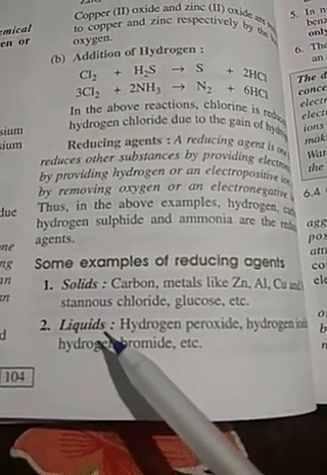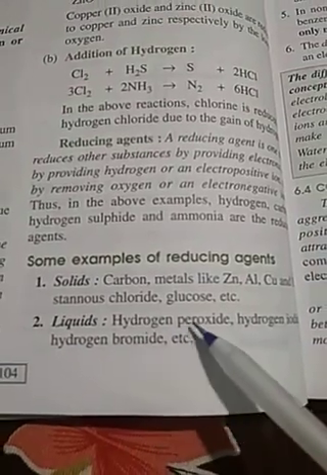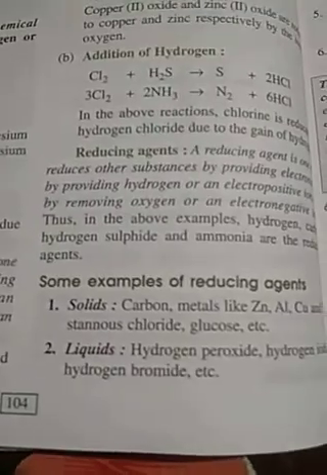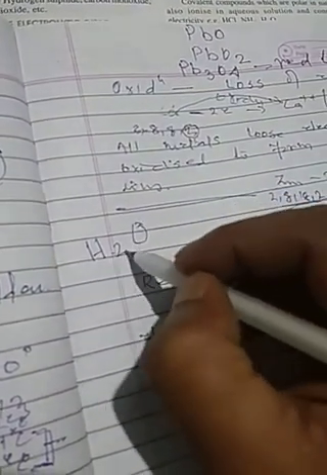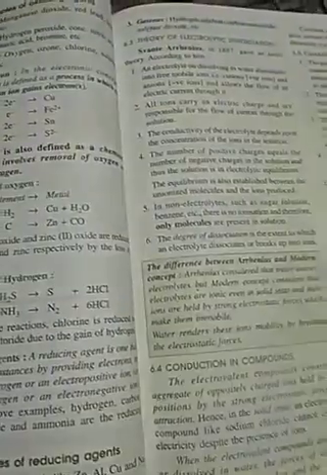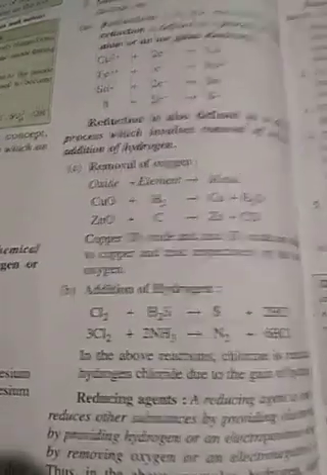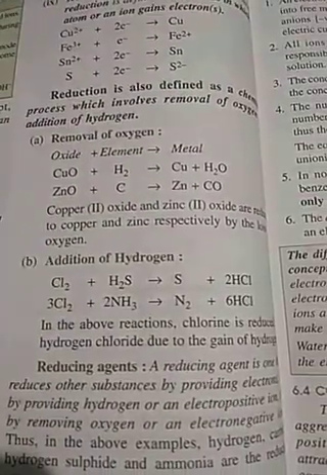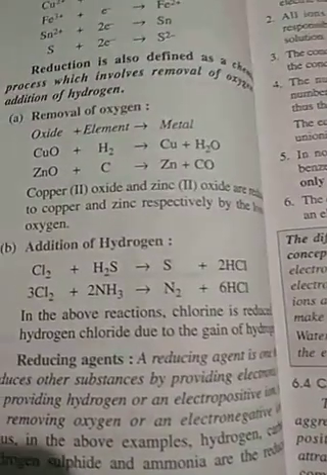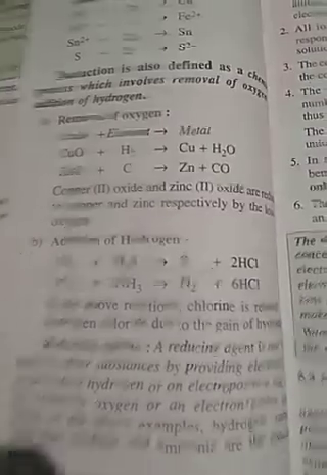In the liquid state, hydrogen peroxide. H2O is water, but H2O2 is the molecular formula of hydrogen peroxide. Pure hydrogen peroxide will be more or less transparent like water.